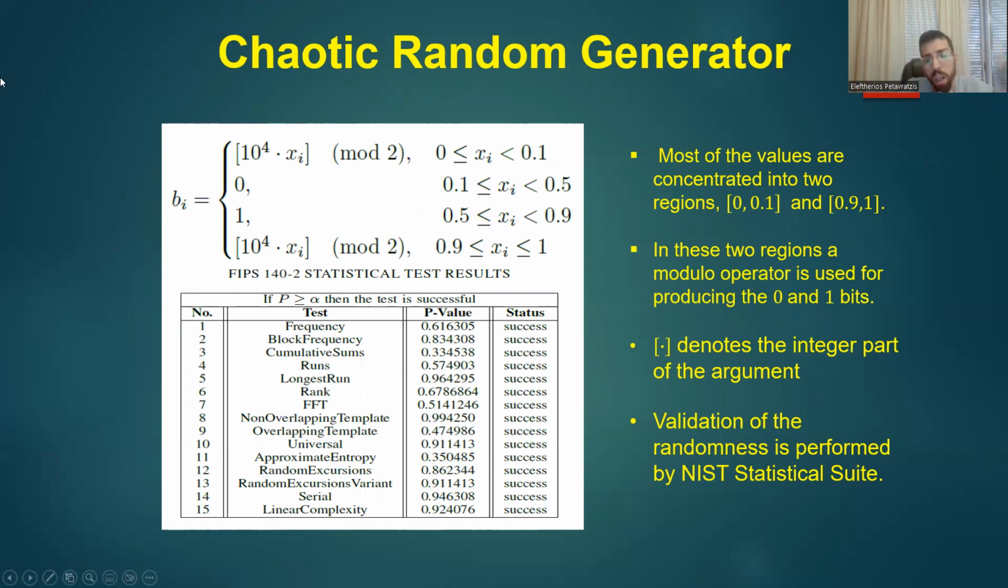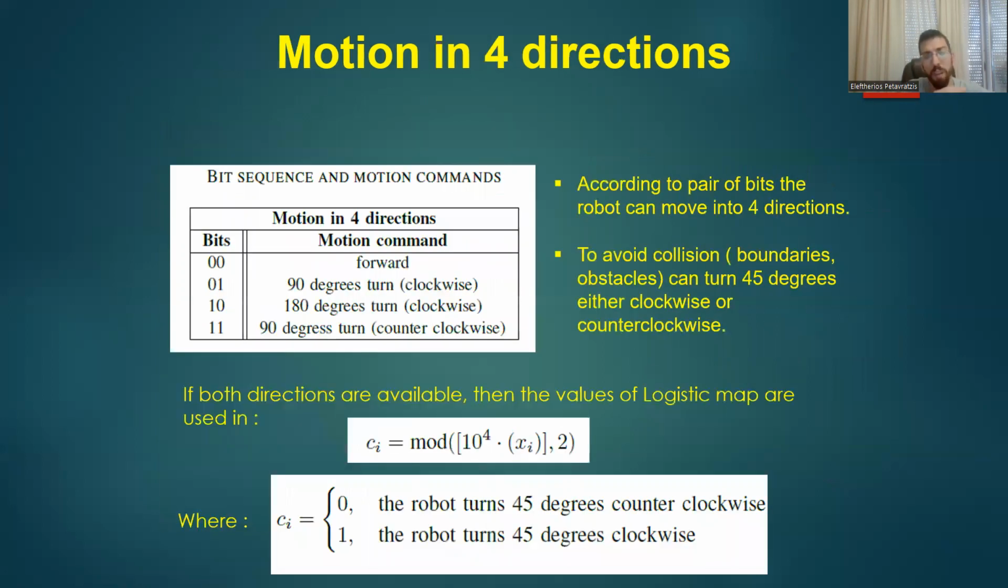Of course, we managed to create a bit sequence, and we want to test whether it is truly random. In order to do that, we use the NIST statistical suite, which has 15 different tests. As you can see, all of these tests are successful. So we are pretty sure that our sequence is truly random.